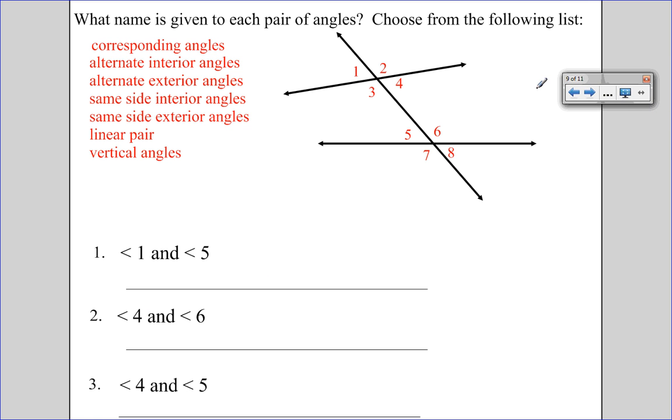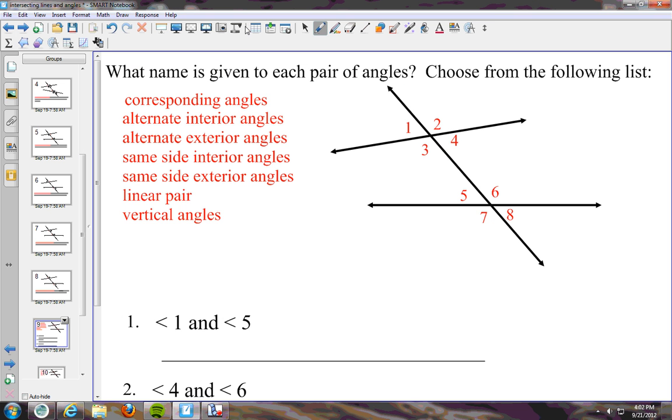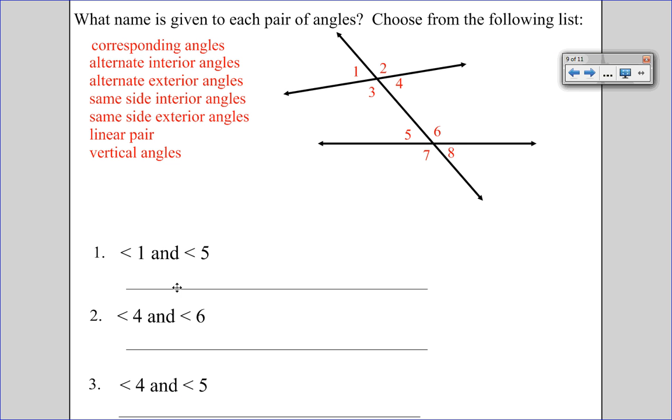Okay, so let's quickly identify what we have here. We want to give a name to these angles. So angle 1 and 5. We'll take a second to pause it and see if you can identify what types of angles each of these are. Okay, angles 1 and 5. They're both on the left side of the transversal, and they're both above their respective lines, so they have to be corresponding angles.